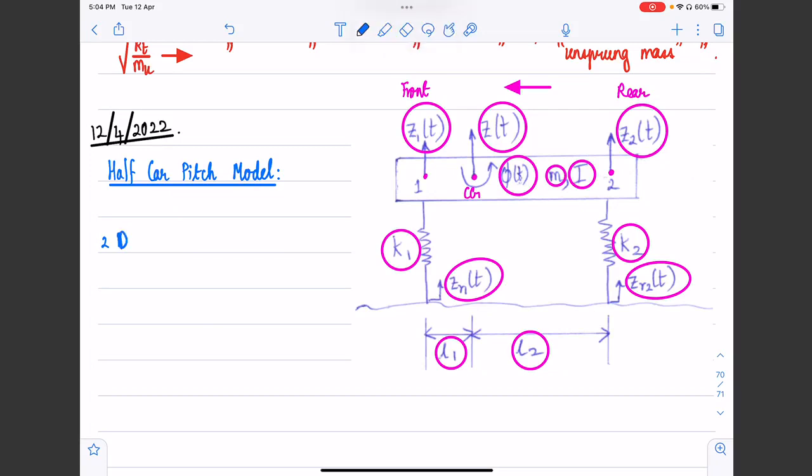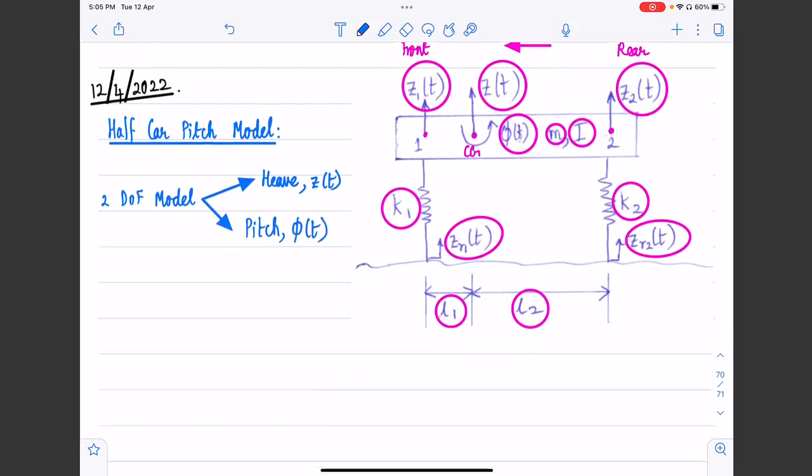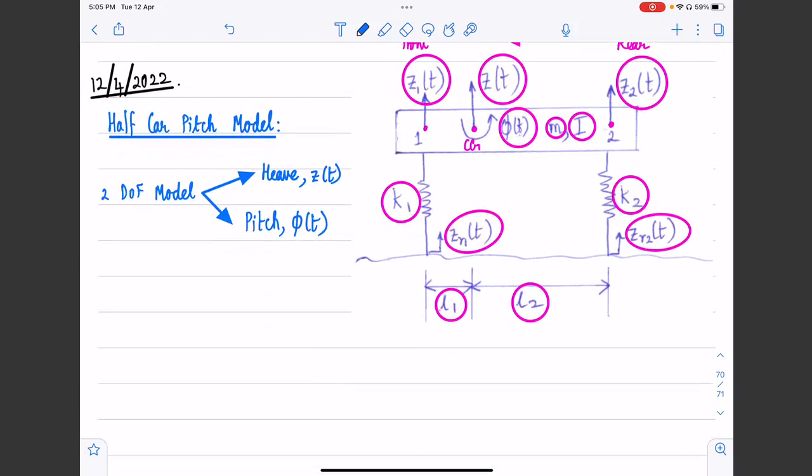Sorry. So this half-car pitch model is a 2 degree of freedom model. What are the 2 degrees of freedom? One degree of freedom is the heave motion at the center of gravity, which is indicated by Zp. The other degree of freedom is the pitch motion, phi t. Those are the 2 degrees of freedom as far as the half-car pitch model is concerned.